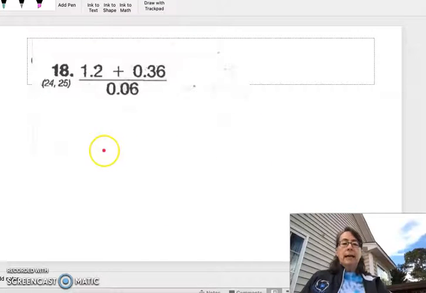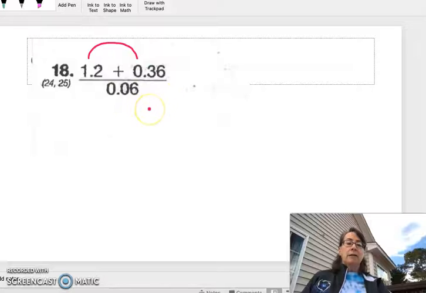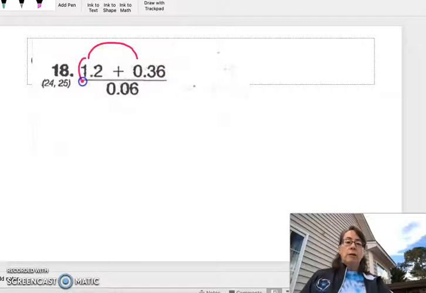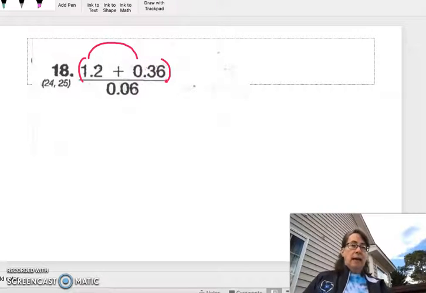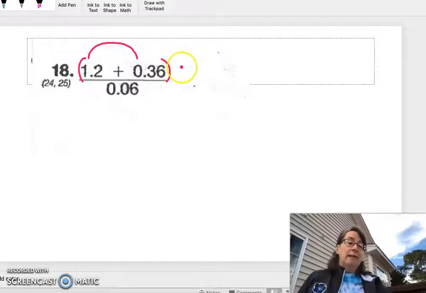Number 18 has 1.2 plus 0.36 divided by 0.06. So when I'm doing order of operations on something that looks like a fraction like this, I'm going to treat the numerator first, and then I'll divide by the denominator. So even though you don't see it here, we're going to treat this like it is an operation all by itself. Simplify the numerator, then simplify the denominator, and then divide.